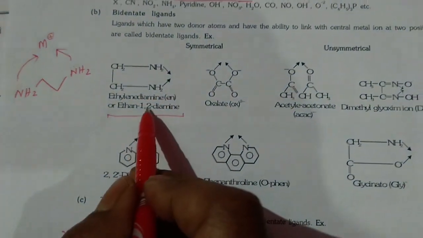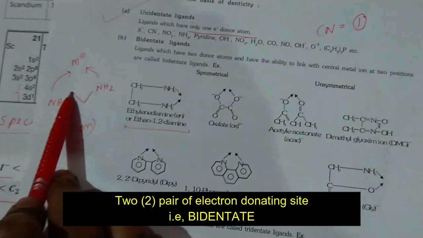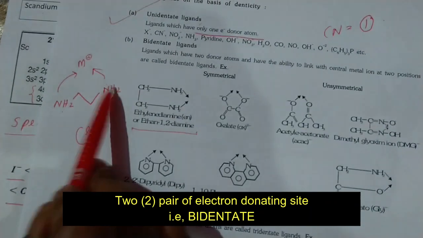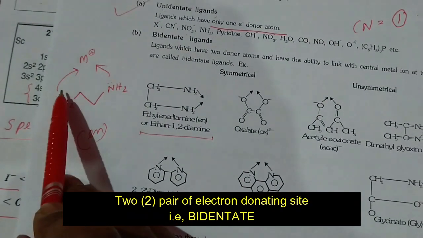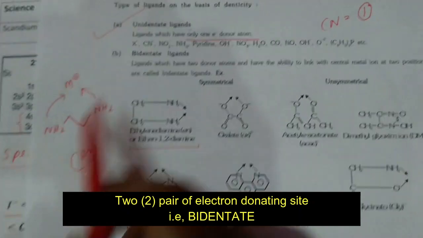See, look at this. This is ethane-1,2-diamine, commonly known as en. So what is the structure? NH2, CH2, CH2, NH2. Both nitrogens have a lone pair, so they can donate. So this ethylenediamine can donate an electron pair from both the nitrogens. So it is a bidentate.